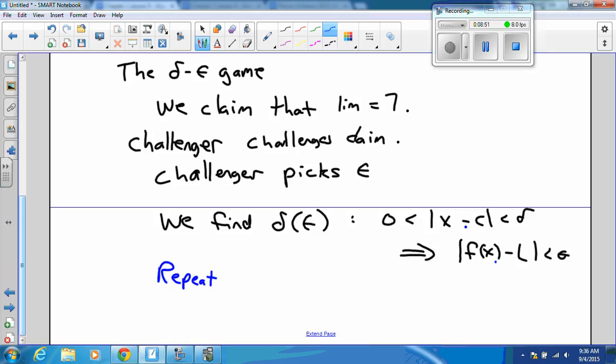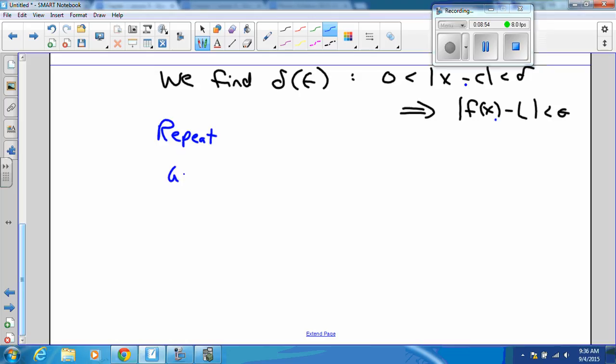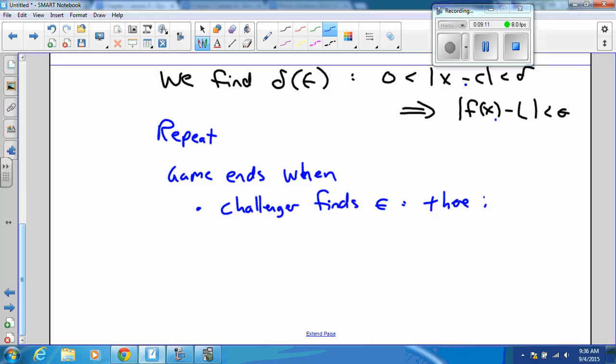All right, so how many times do we have to repeat the process? The game is going to end when one of 2 things happens. The game ends when either the challenger finds an epsilon such that there is no delta. If the challenger does that, then he wins, and we conclude that the limit is not L.